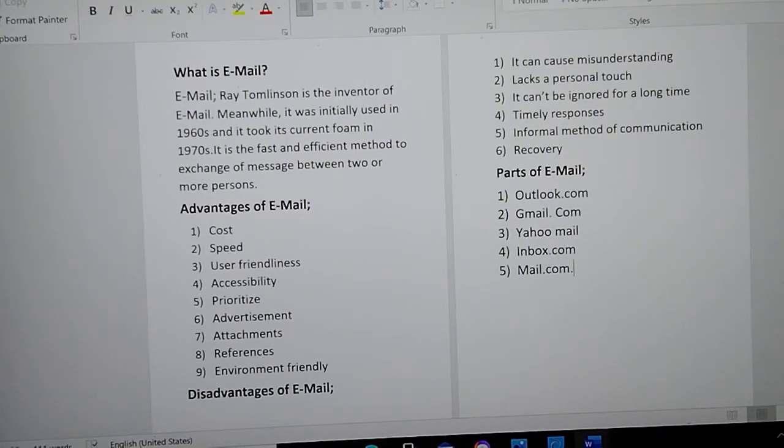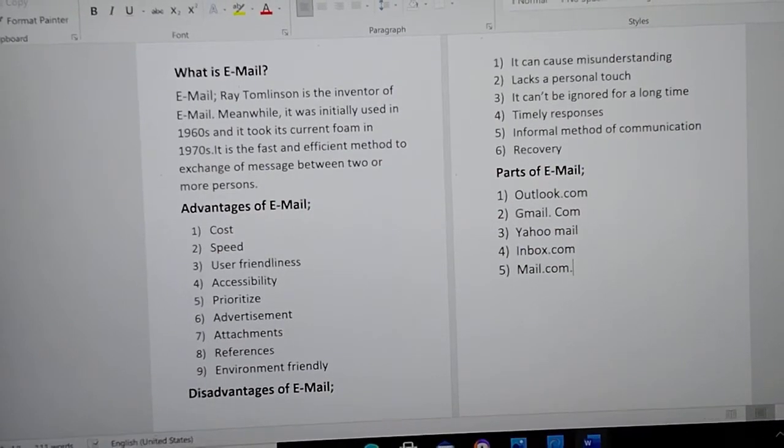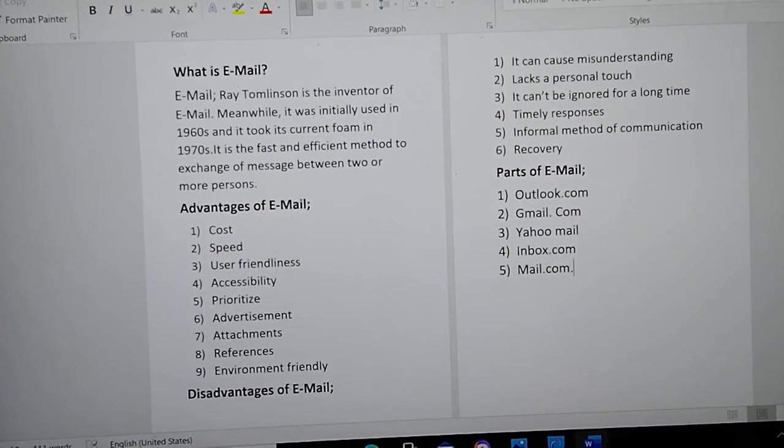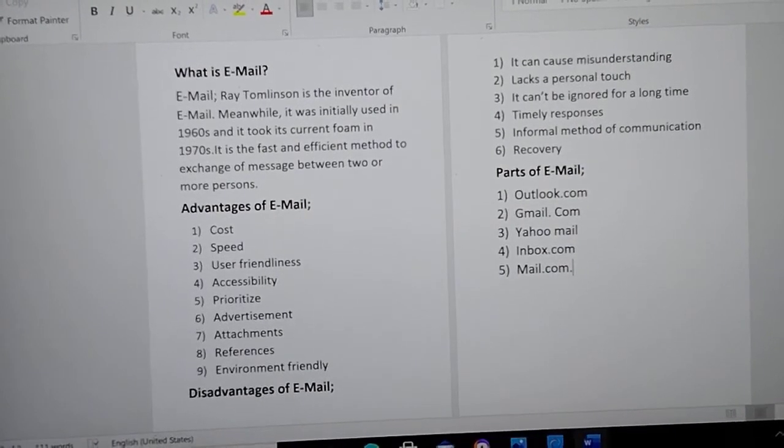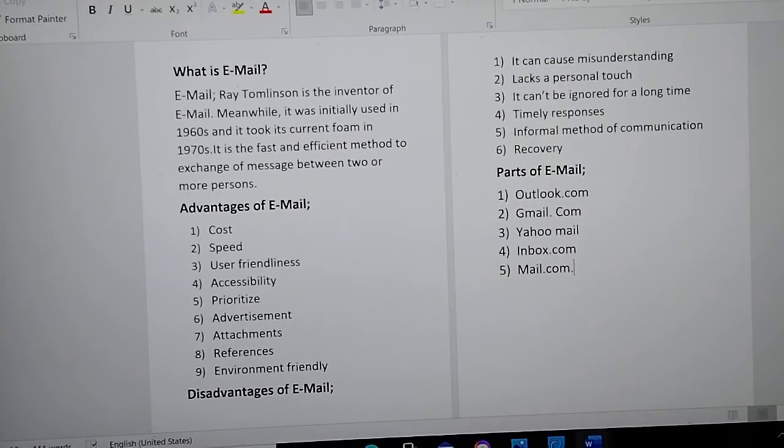Okay, email. Ray Tomlinson is the inventor of email. It was initially used in the 1960s and took its current form in the 1970s. It's a fast and efficient method to exchange messages between two or more persons. Exchange of messages through a computer network is called email or electronic mail. Email means electronic mail, a medium to send and receive documents, files, videos, audios, animations, and software in digital format with the help of the internet.